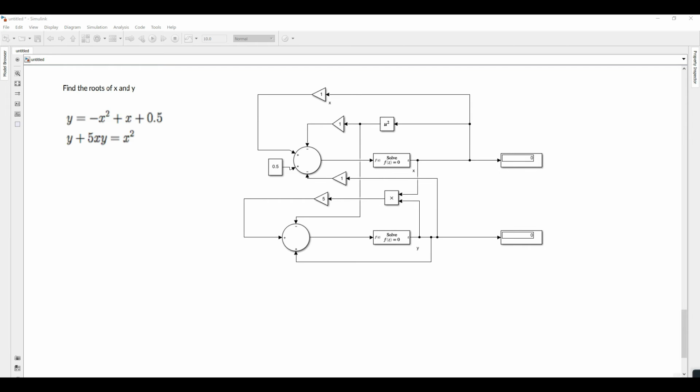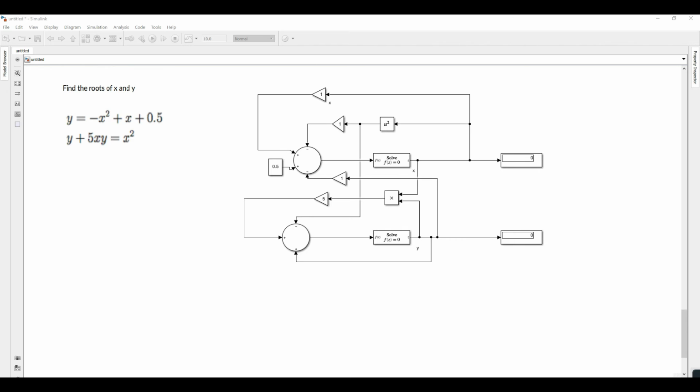So we have here our next problem. Find the roots of x and y. So we have 2 equations. y equals negative x squared plus x plus 0.5, and y plus 5xy equals x squared.